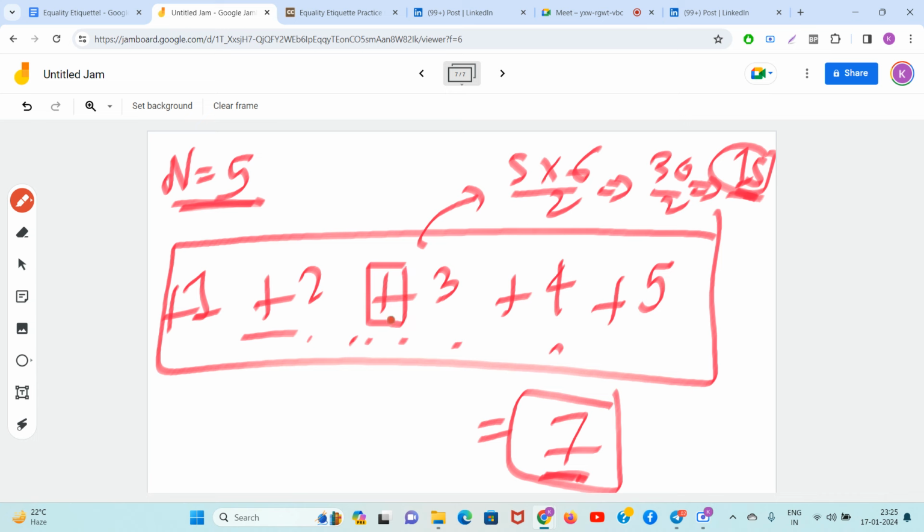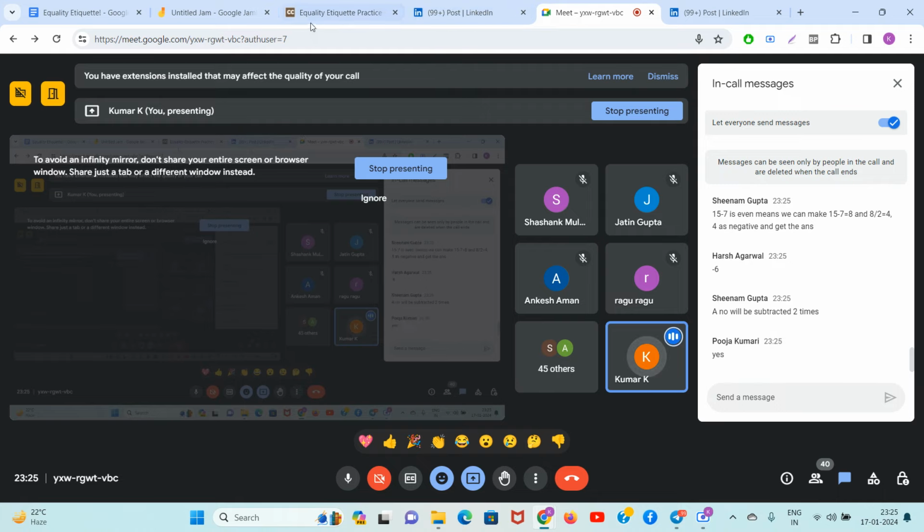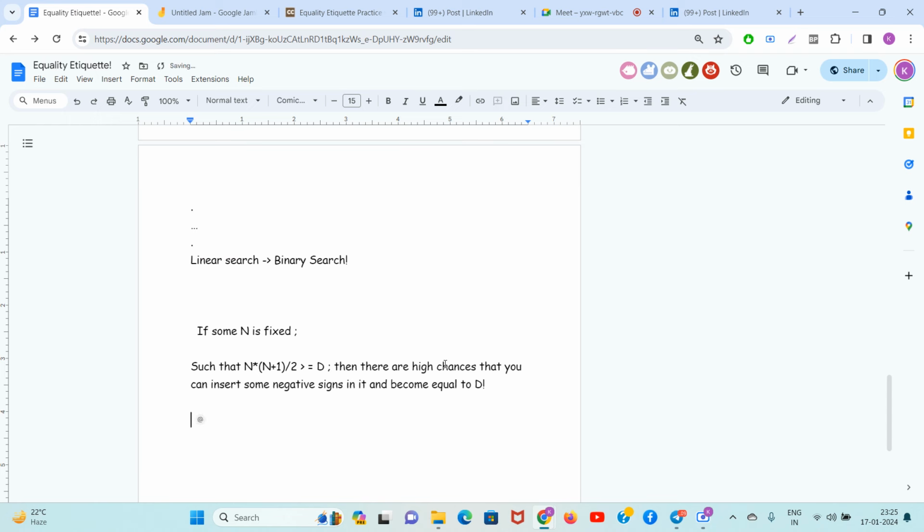If you change a plus sign to a minus sign, what will be the effect? Can anyone tell me the effect on the total sum? If I make this plus 3 to minus 3, what will be the effect? It will subtract 3 two times. First, this 3 becomes 0, which gives the effect of minus 3. Then it becomes minus 3, so one more time minus 3. Guys, do you realize whenever you flip a number, it subtracts 2 times that number from the total sum? Yes, correct. This is a very important observation. Whenever you flip a sign, it subtracts 2 times that number from the total sum.